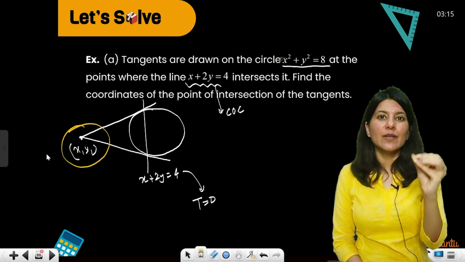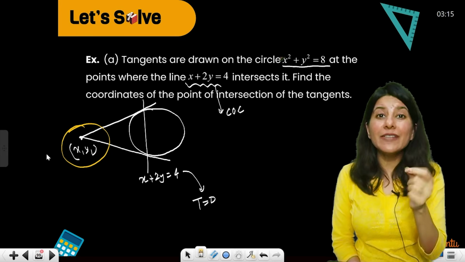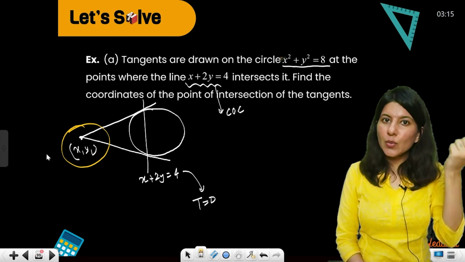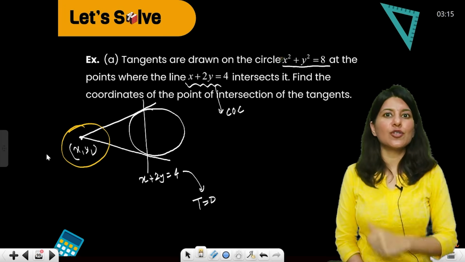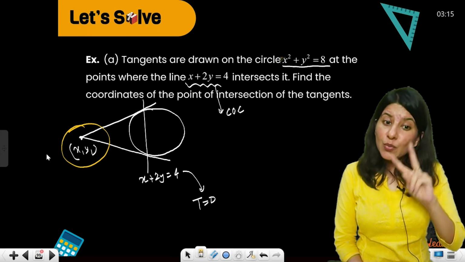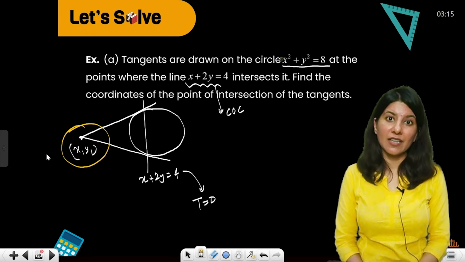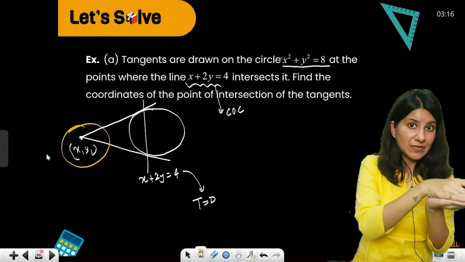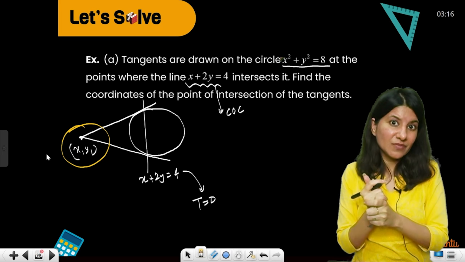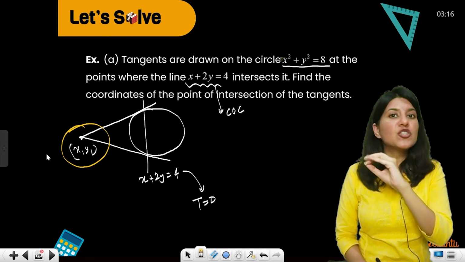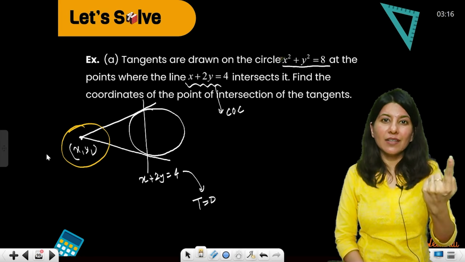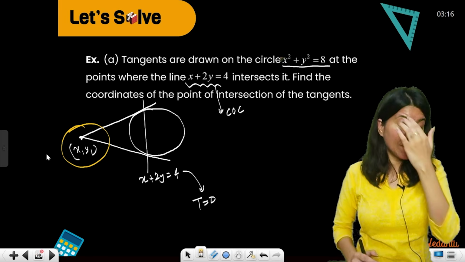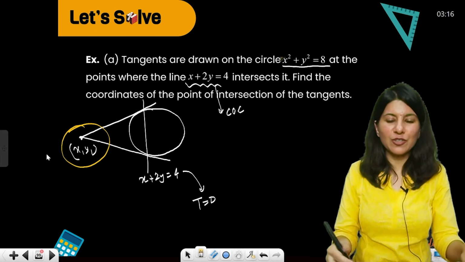Now understand one thing. Whenever you revise chord of contact, always remember you will not get the direct question. You will not be given a point and asked to write the equation of chord of contact. Never. You will always be asked for the reverse thing. The equation of chord of contact will be given to you and the external point will be asked from you. That is where the majority of students are not able to think that, okay, I can apply the chord of contact equation over here and then compare. Let me show you first, then I will talk about it.